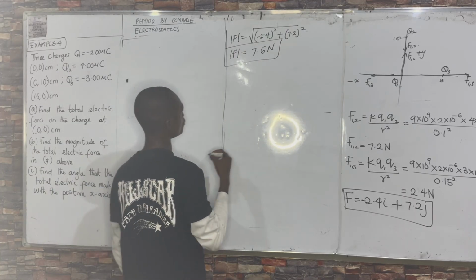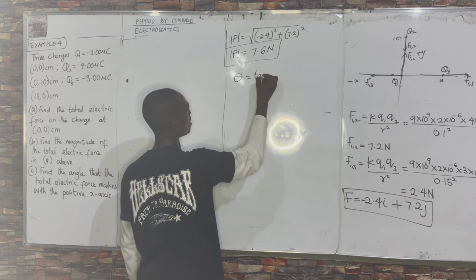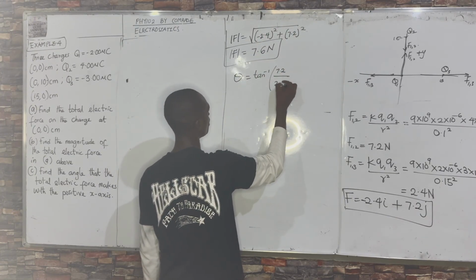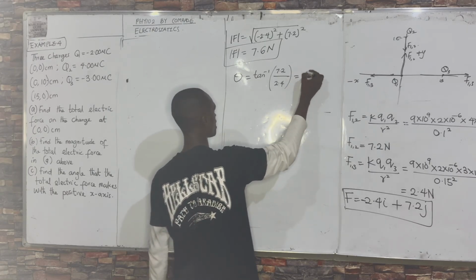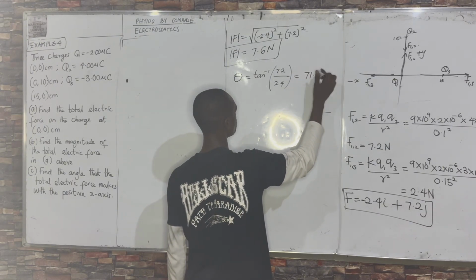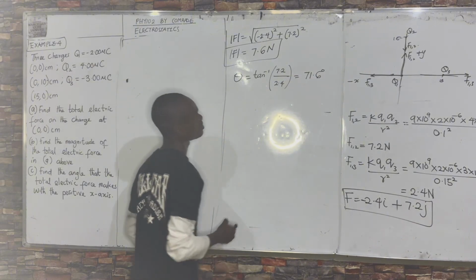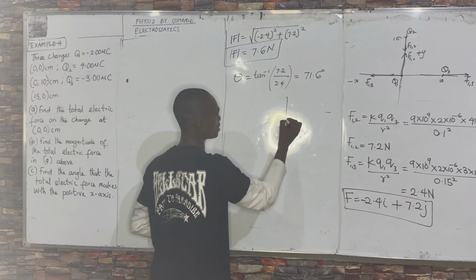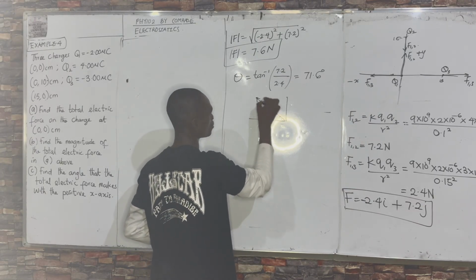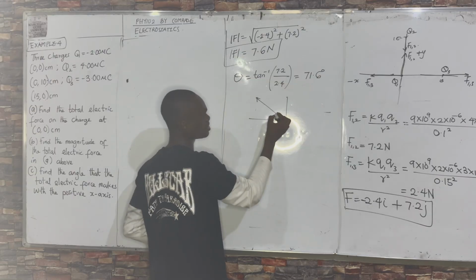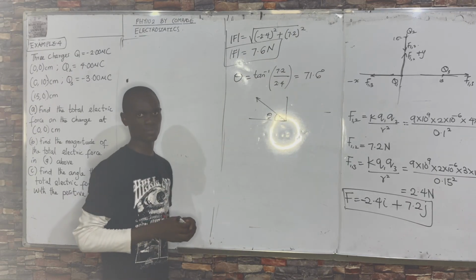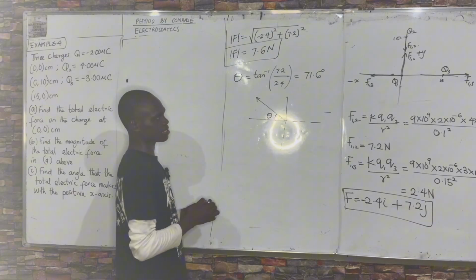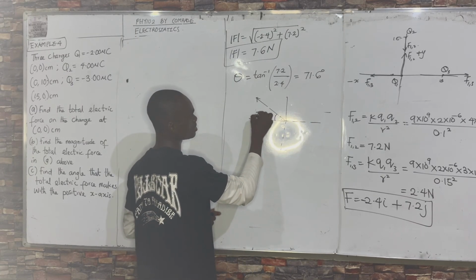Now they ask for the direction. Direction, theta, is equal to tan inverse of the movement in vertical, 7.2, over horizontal. Hope you know, vertical over horizontal. So I should be having 71.6 degrees. Now, what you have just done is, from here, something like this, this is your resultant. And the angle you're always calculating, which is theta, is always to the horizontal. But you are asked to calculate the angle from the positive x-axis. It means this theta is actually 71.6.